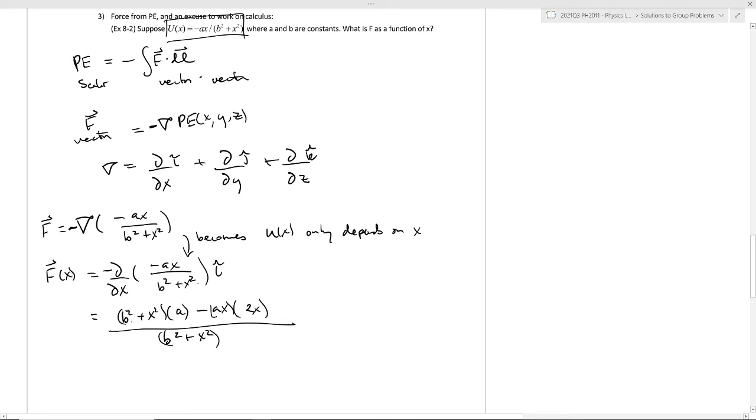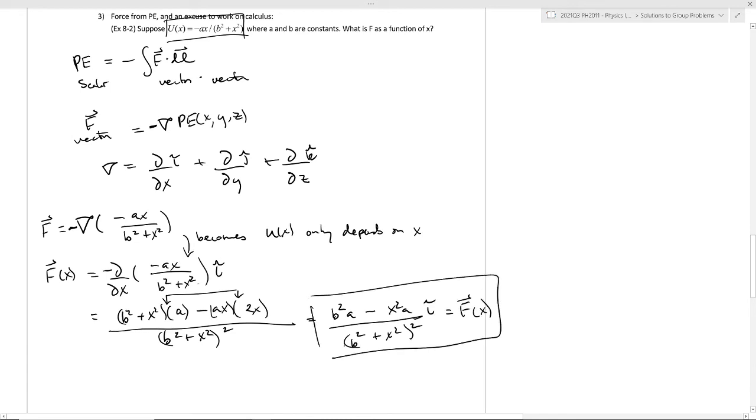Notice we would have b squared a plus x squared a minus 2x squared a. So this term and this term we can combine together. And so this would give us b squared a minus x squared a over b squared plus x squared quantity squared. And this would be times the i hat direction, and this would be our force. So the purpose of this problem is just to drive home how, if you have the potential energy, you can get the force out of it as well.